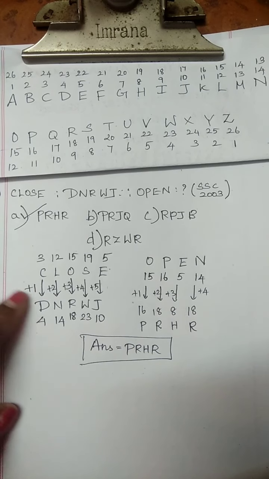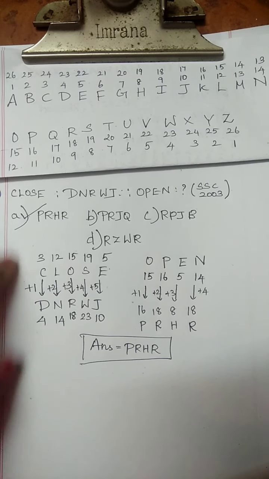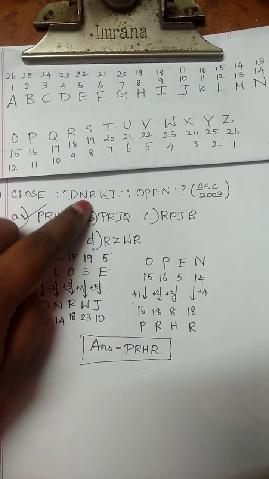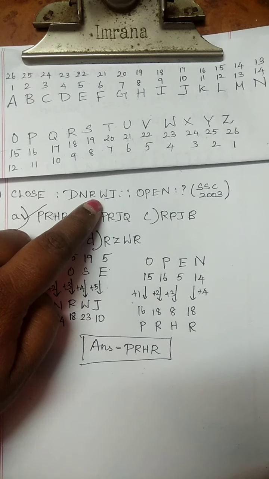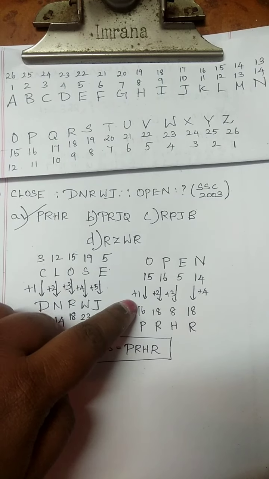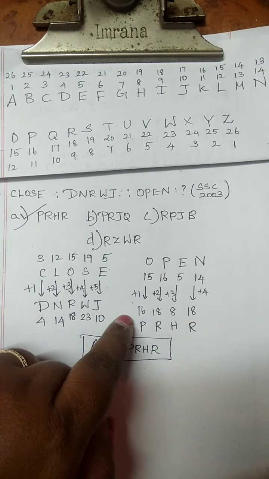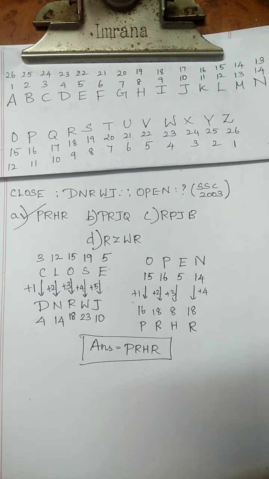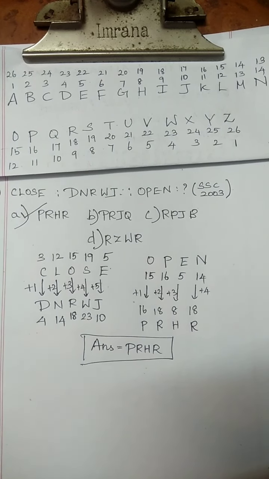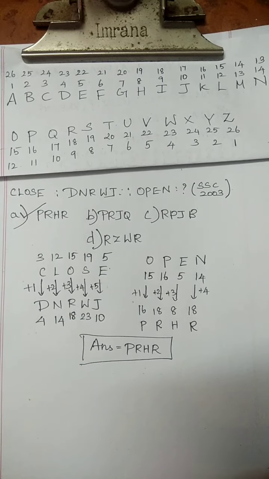So this is the clue behind this sum. By adding natural numbers to CLOSE, we will get the answer DN or WJ. Here also by adding natural numbers to OPEN, we will get the answer PRHR. Now we are moving to the 8th sum.